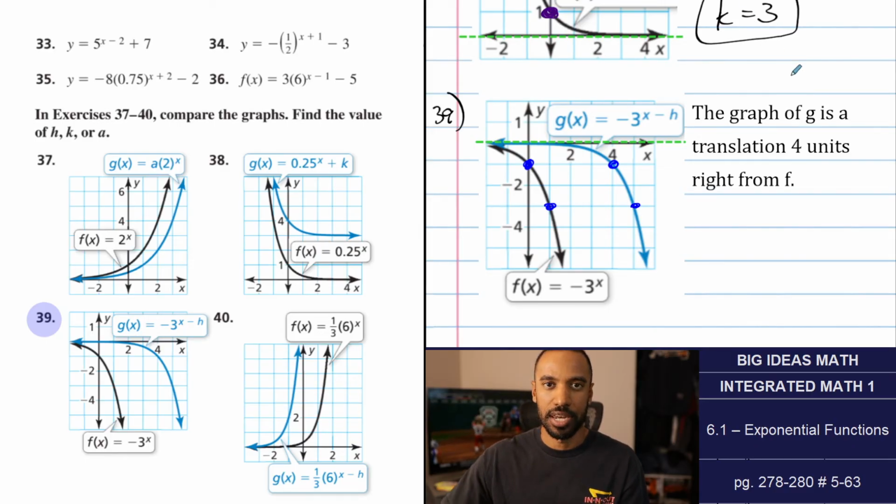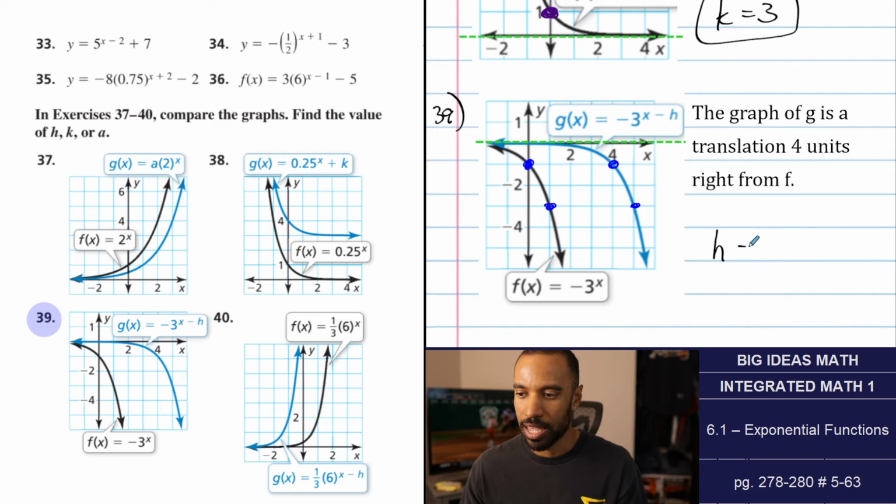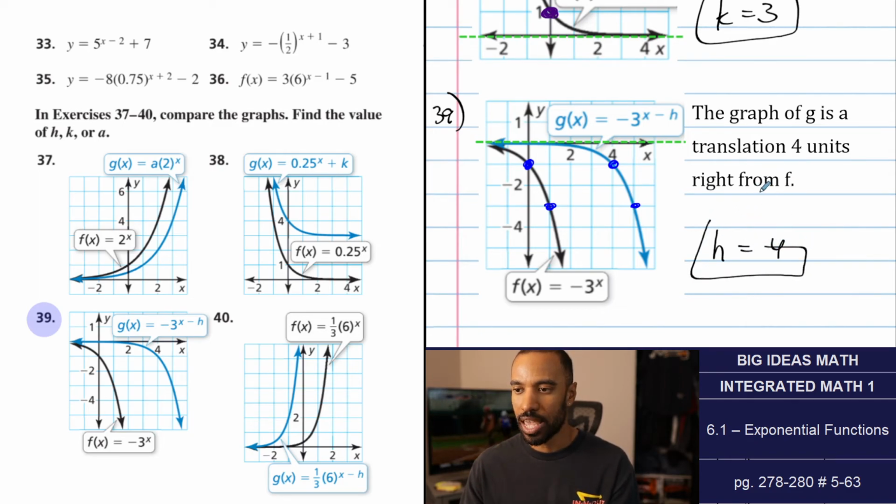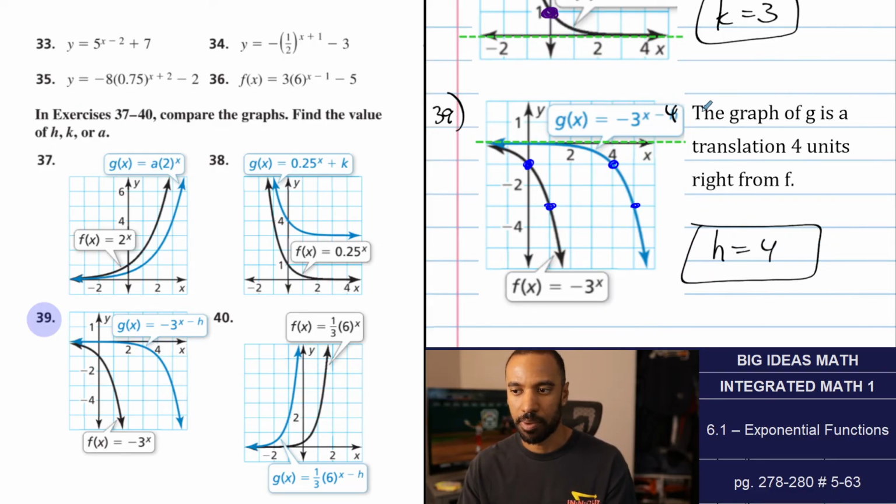We don't say H is -4. The equation will say an x minus 4 inside of there. Cool. Whatever, it'll say x minus 4, but we don't say h is -4. It indicates that in the equation itself. Keep that in mind.